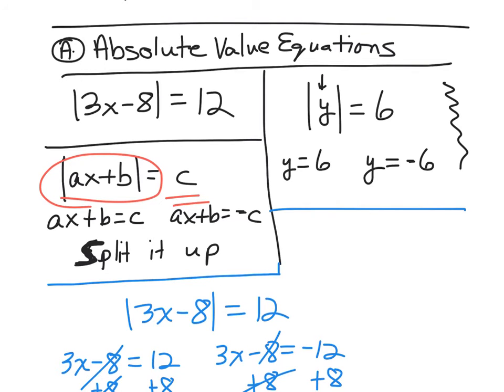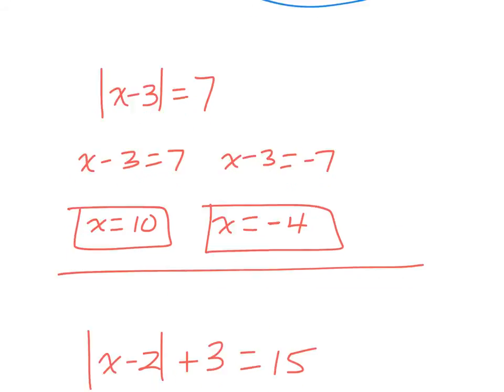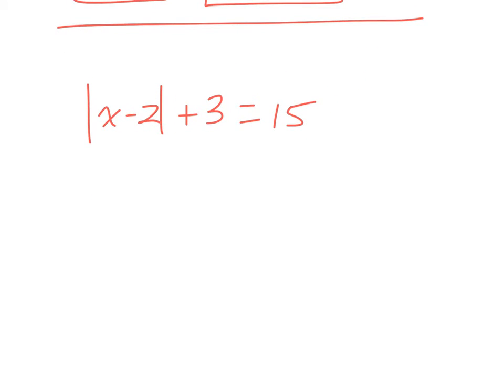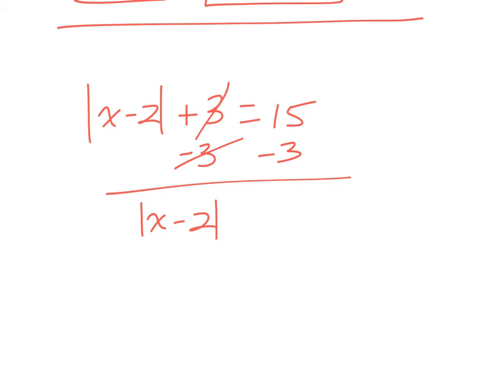So let's see if you understand what I just said. With that in mind, what would my first step here be? Yeah, I have to subtract the 3 from both sides. Then I'll have the absolute value of x minus 2 by itself, and on the other side I'd have 12. Now you can split it up and finish it from there. So if you see any of that, make sure you get the absolute value by itself first. Head shakes? Good, good.